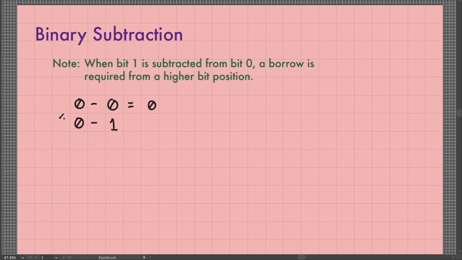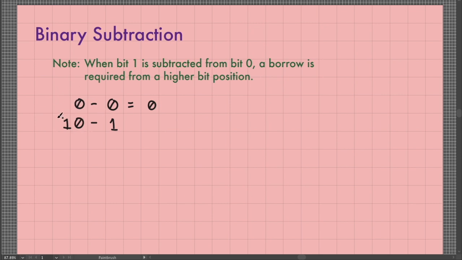However, let's assume that this bit 0 can freely borrow another bit so that we can write this as 1, 0. So let's just assume that there's another bit position here where this 0 can borrow a 1.